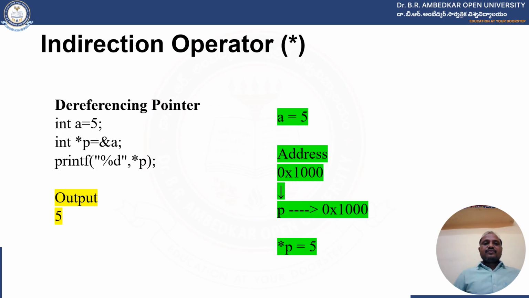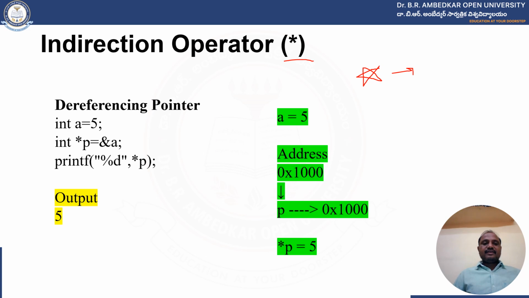Now the next one is the indirection operator. That is nothing but also the asterisk. So the asterisk operator we can use for pointer declaration as well as the indirection operator, that is nothing but the dereferencing operator. Dereferencing means whatever address we assign to the pointer, by using that pointer we can extract the value. That we can call the dereferencing operator.